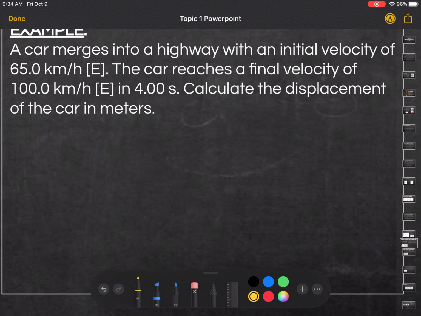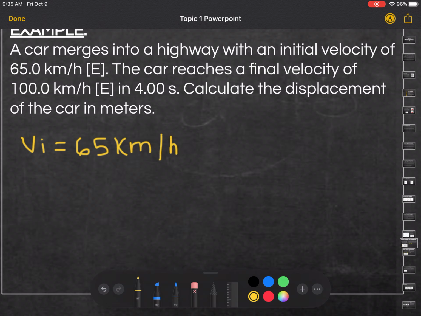Okay, it says a car merges into a highway with an initial velocity of 65 kilometers an hour east. So again, like I always do, we want to write down all of the things that the question tells us. So our first thing it tells us is an initial velocity. So I'm going to write VI is 65 kilometers an hour.